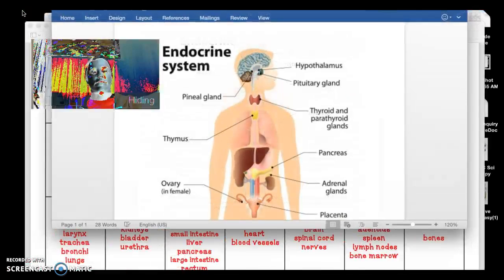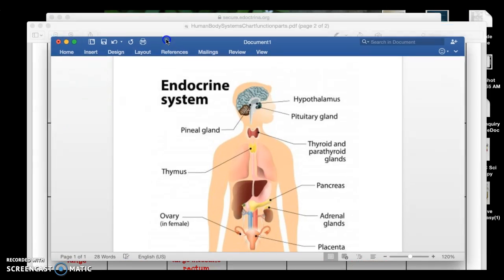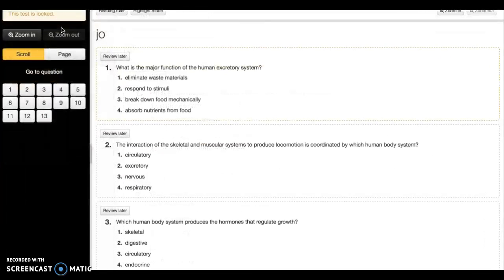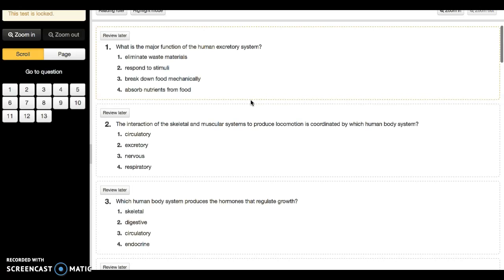Okay, so now next let's go over some questions. I did a question bank in eDoctrina. I'm going to just embed these right into PlayPosit, so as we go through, obviously it'll pause and you can answer these questions. So the first question is, what is the major function of the human excretory system?